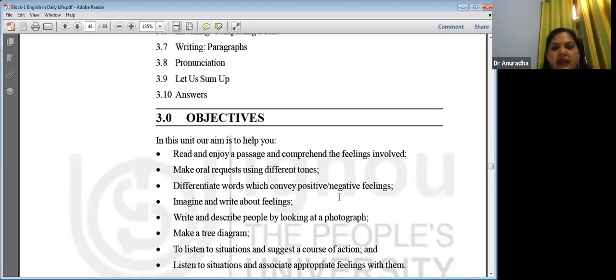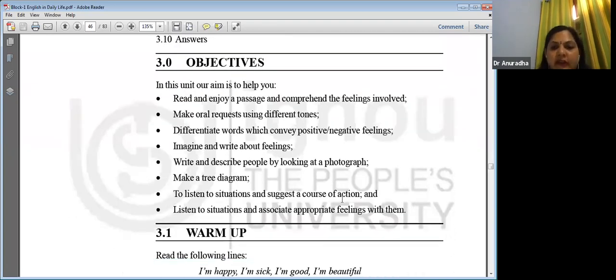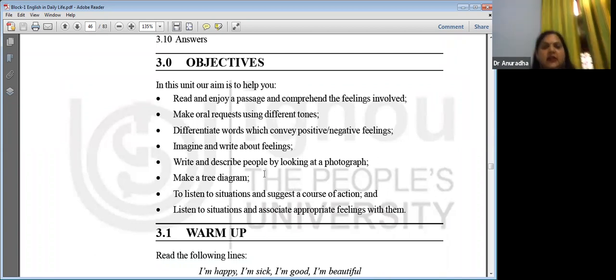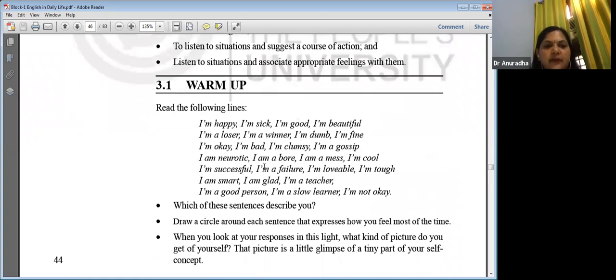What is the objective of this? That you enjoy and comprehend the feelings. That you understand what the feelings can be. For example, read the following lines. I am happy, I am sick, I am good, I am beautiful. I am a loser, I am a winner, I am dumb, I am fine, I am okay. Or I am a gossip, I am neurotic, I am bored.